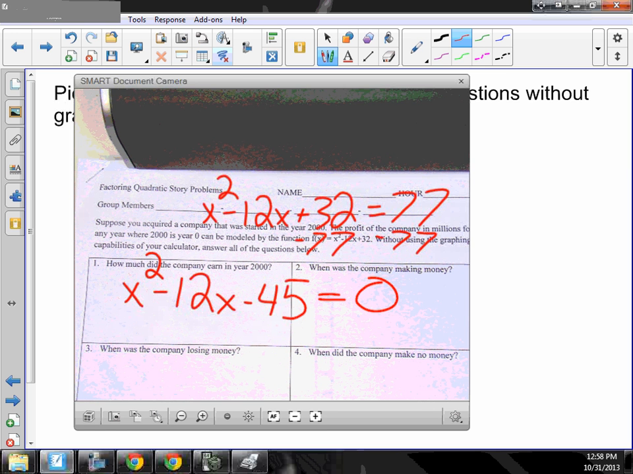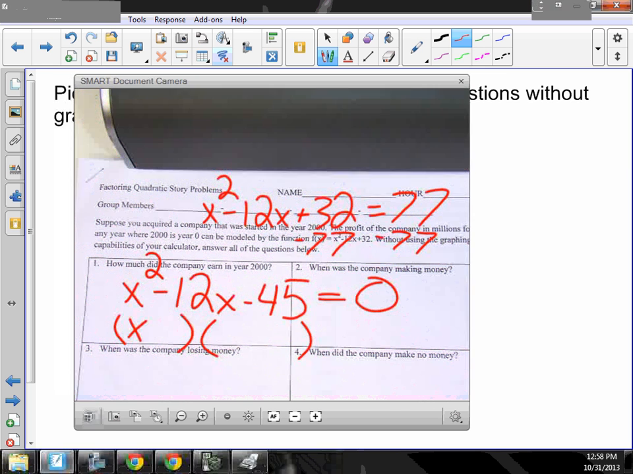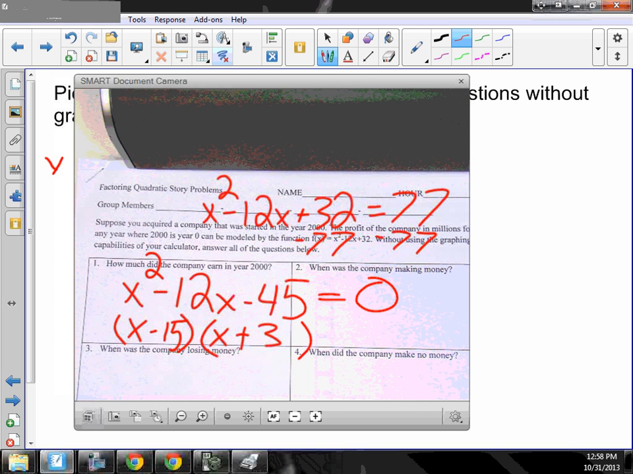So I factor x minus something and x plus something. 3 goes in, 1 goes into 45 times. 2 doesn't work. 3 goes in 15 times. Does that work? Yeah, 3 and 15. So it's minus 15 and it's plus 3. So when is it worth 77 million? In year 15 and in year negative 3.